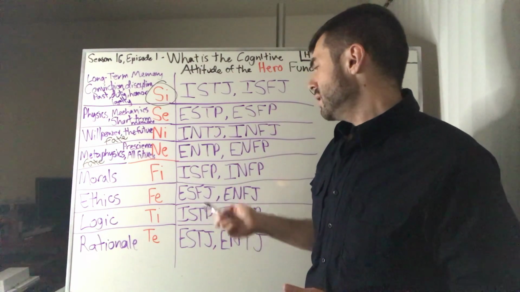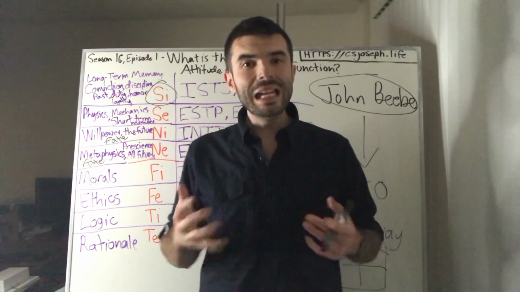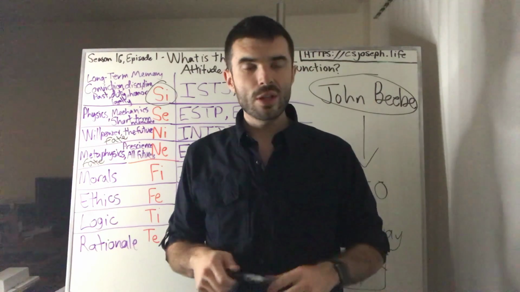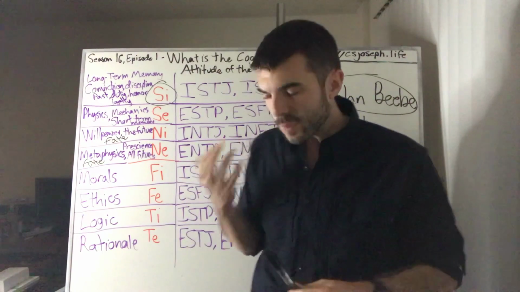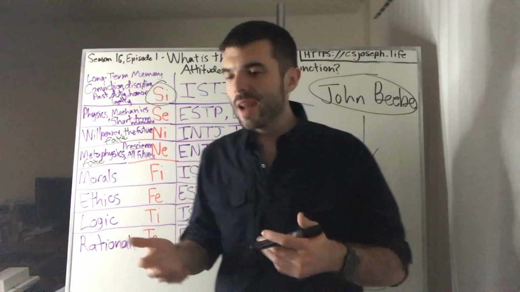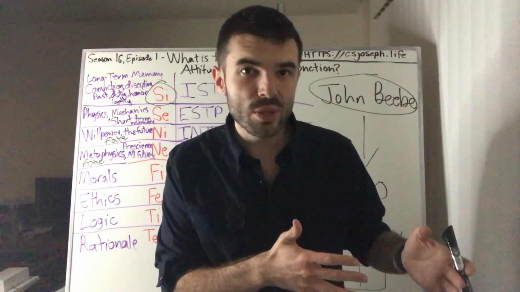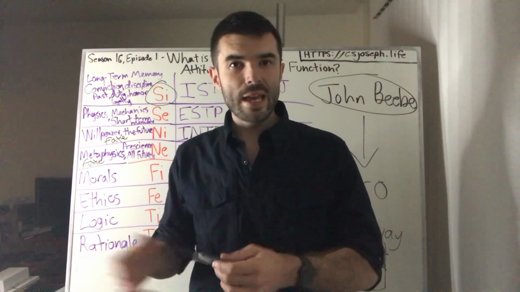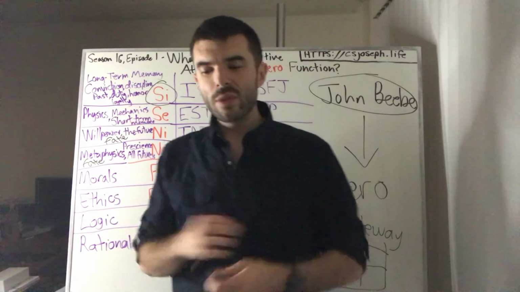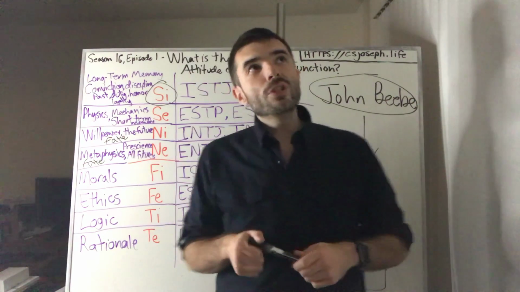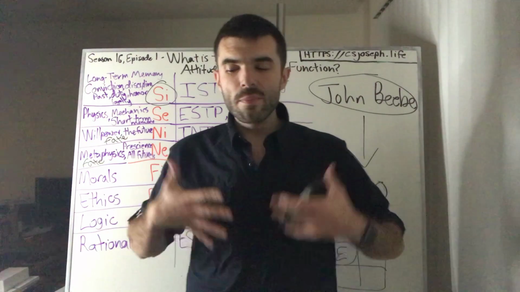And then ESFJs and ENFJs, they're always leading with caring for others, with their ethics, right? Or FI users, ISFPs and INFPs, they're always leading with principles. It's where are they leading, right? And what's great about that is that the hero function just becomes this place where a person is most capable.